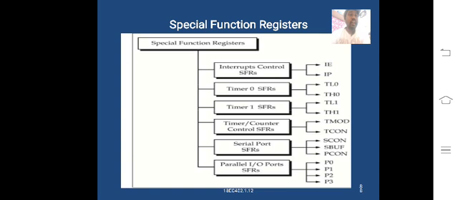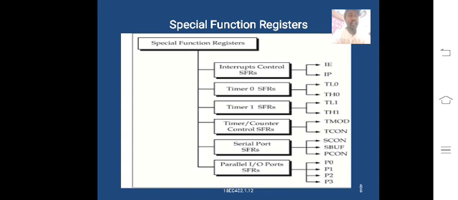Registers TL0 and TH0. The timer registers are 16-bit registers. The 16-bit register is divided into two 8-bit registers: 8 bits are allotted for the lower timer bits and 8 bits are allotted for the upper timer bits.